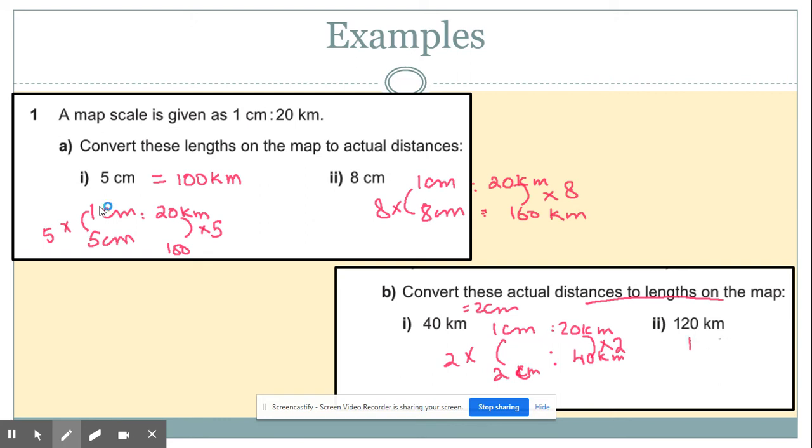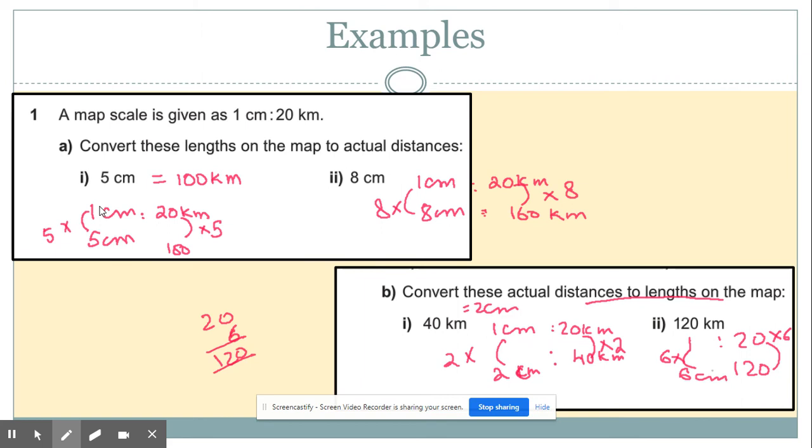Now again, 1 ratio 20. 120 is given. What do you have to do to go from 20 to 120? 20 times 6 gives me 120. If I just do workings out here, 6 times 2 is 12. This gives me 120. So I have to multiply it by 6. I will do exact same on the other side, which is going to give me 6 centimeters.